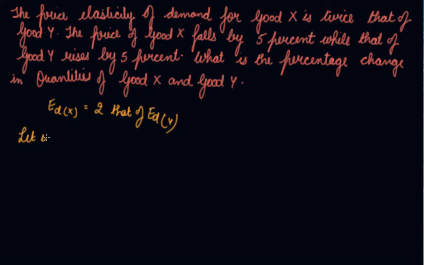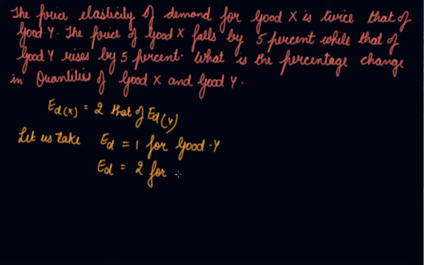So let us take elasticity of demand equal to 1 for good Y. Now, elasticity of demand according to this will be 2 for good X, because it is twice that of good Y. If we have taken the elasticity of demand of good Y as 1, then the elasticity of demand for good X will be 2. Now they've said the price of good X falls by 5%, while that of good Y rises by 5%.